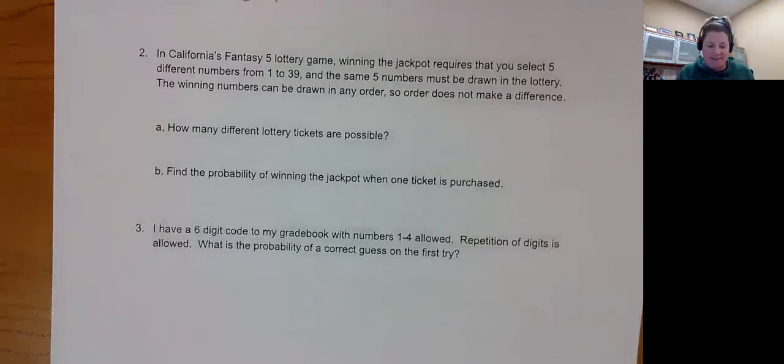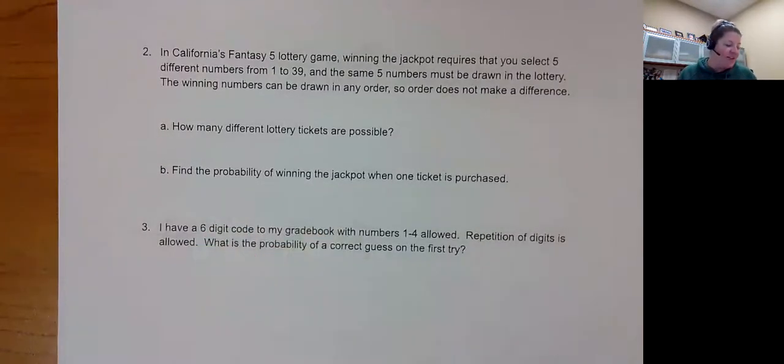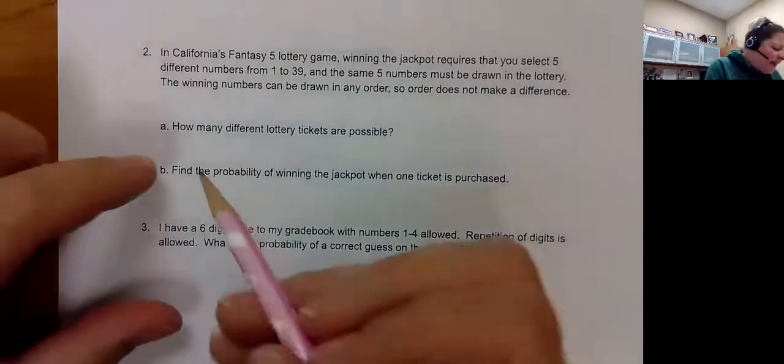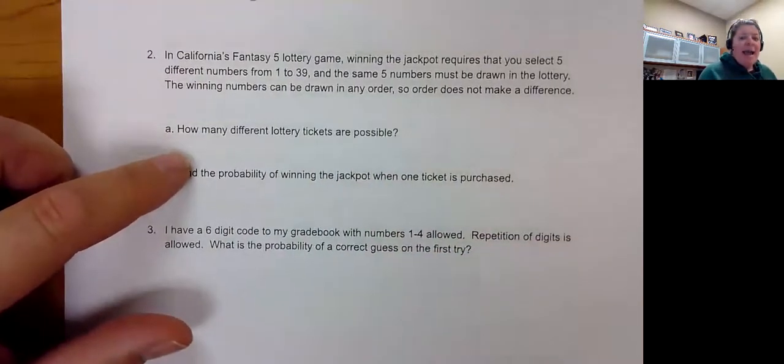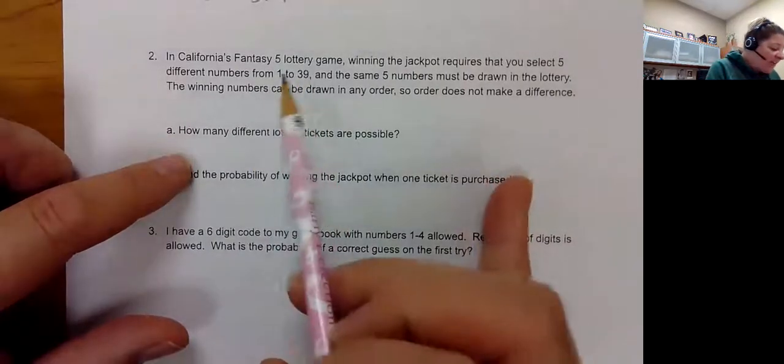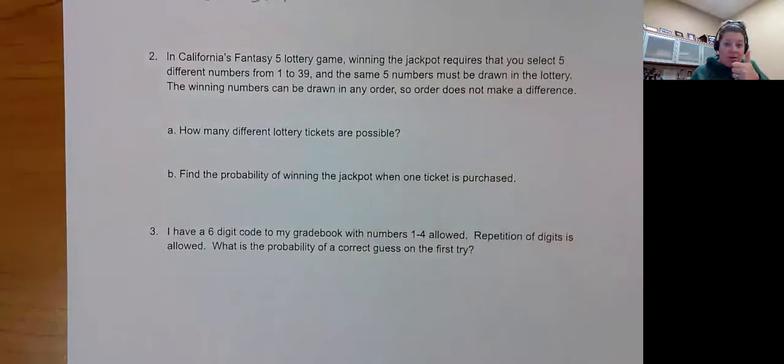First of all, they told us the order doesn't matter, but when I just say pick 5, am I being specific? No, I don't say they have to go in a specific order. And this is the way lottery typically is. So how many different lottery tickets are possible? It's a combination. How many numbers do I have? I start with 1 and I count to 39. So I have 39 possible.